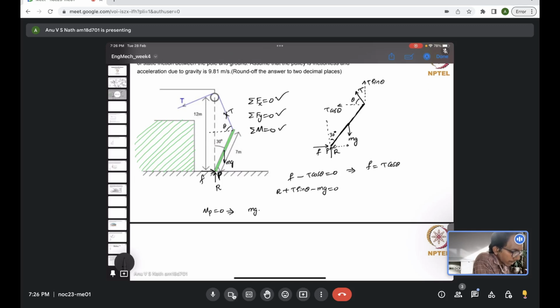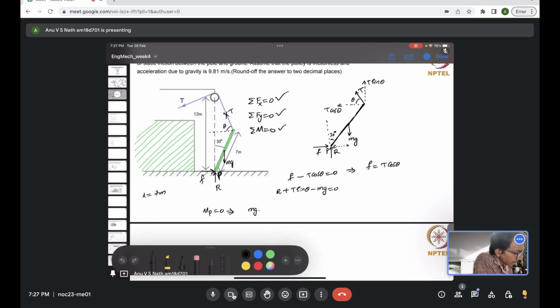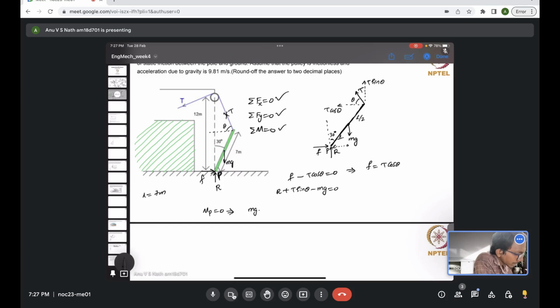It's actually given L is 7 meters, so we will use that later. If it has a total length L, it is split into L by 2 here and L by 2 here. And this angle is 30. So L by 2 sin 30 will be the moment arm for mg. So this is creating a clockwise moment.